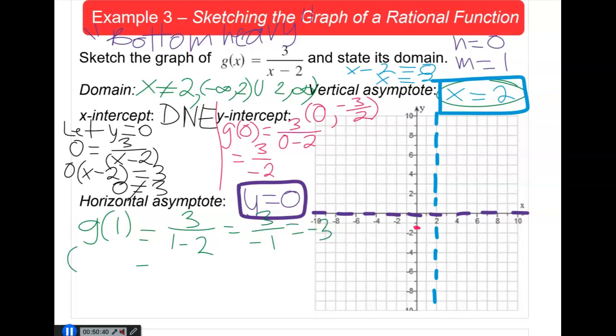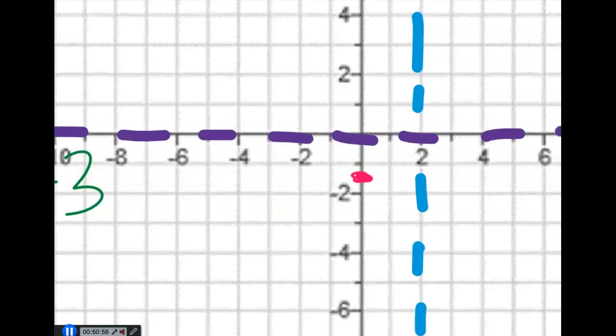So let's go ahead and plot that point, 1 comma negative 3. And so that will be 1 comma negative 3. I'm going to zoom in again. So 1 for x, and then negative 3. So we'll be here. Okay, interesting. Now let's see what will happen if we find g of negative 2.